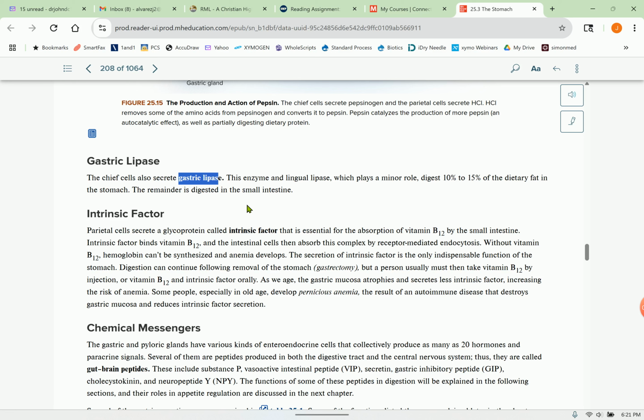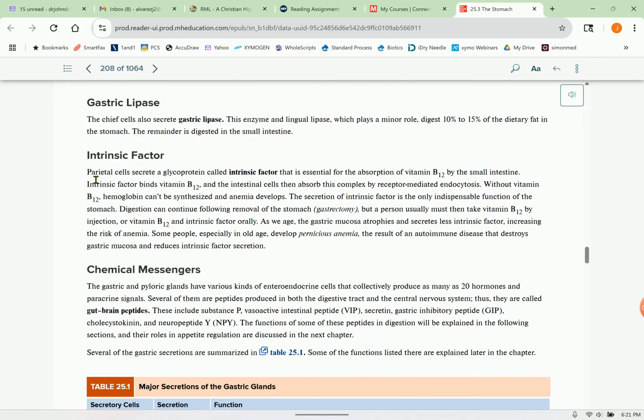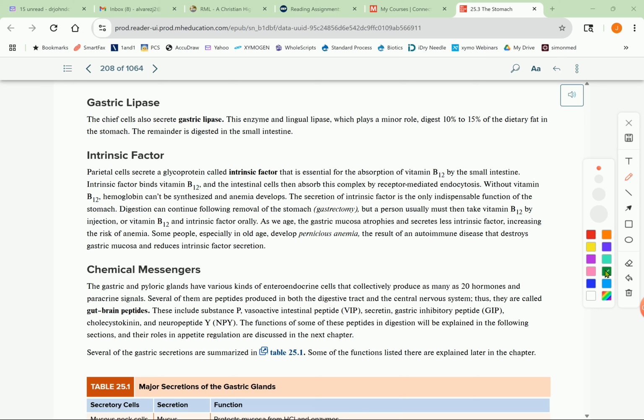Okay, the chief cells also secrete gastric lipase. So this is going to help you break down your fats. Okay, so lipid, fat, ase enzyme, so it helps break down fats. Okay, intrinsic factor released by the parietal cells is going to help you with the absorption of vitamin B12. Okay, without vitamin B12, hemoglobin cannot be synthesized and anemia can develop. Okay, so B12 actually does go directly to the bone marrow stem cells to help with this blood forming process.